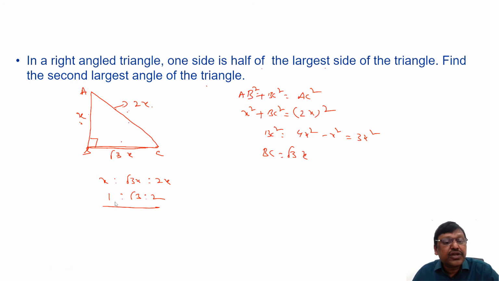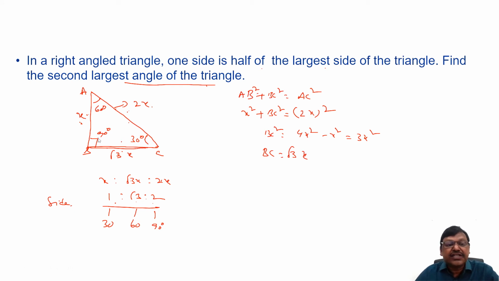If the sides are in the ratio 1 is to root 3 is to 2, their opposite angles must be 30, 60, 90. So opposite to x I will have 30, and opposite to root 3 x I will have 60, and opposite to 2x it is 90. Now the question is, find the second largest angle of the triangle. The largest angle is 90, the second largest angle will be 60 degrees. So our answer is 60 degrees, right?